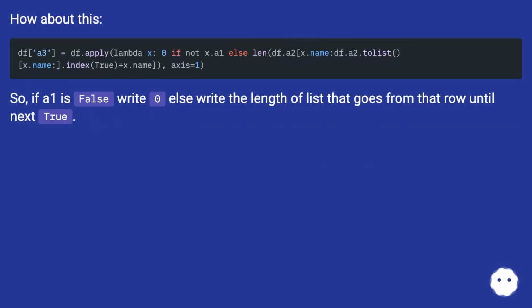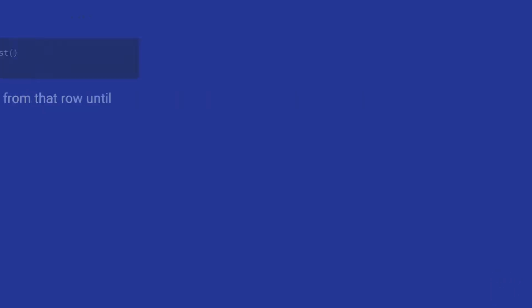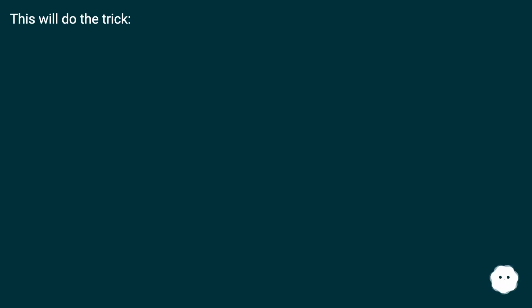How about this? So, if a1 is false, write 0, else write the length of list that goes from that row until next true. This will do the trick.